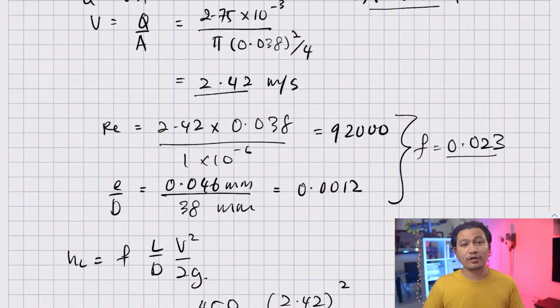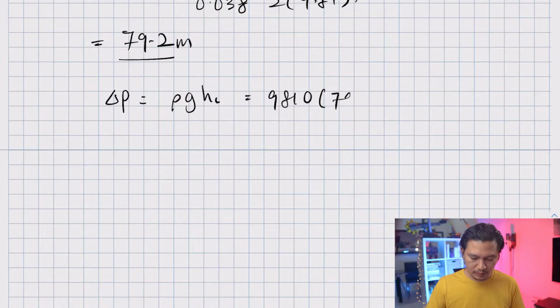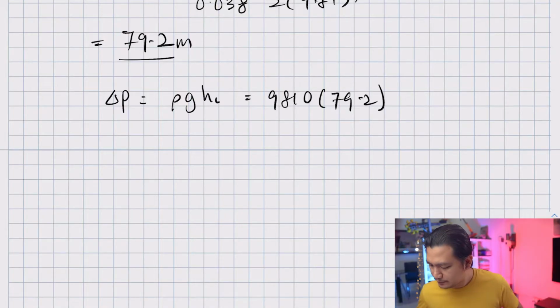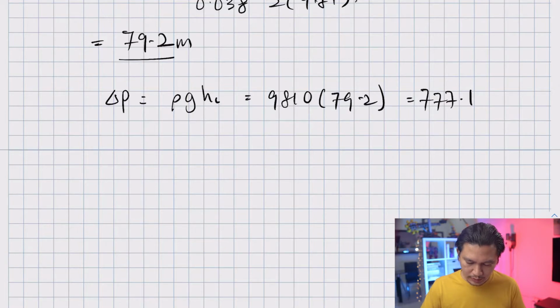It's quite simple because we have done the hard work. So pressure loss is rho times g times HL. That is 9810 times 79.2. That is 777.1 kilopascal. Right, so that is the pressure loss.